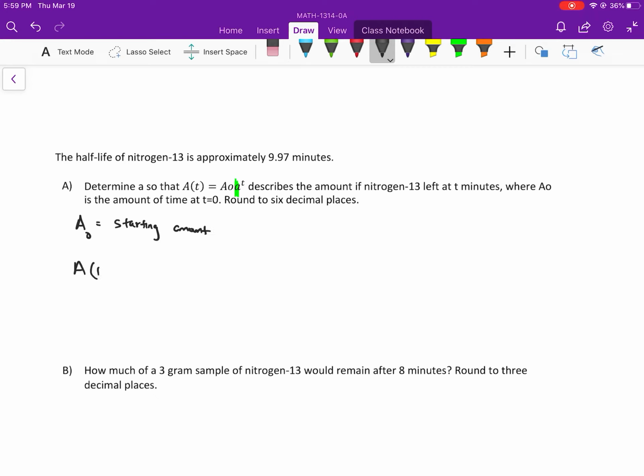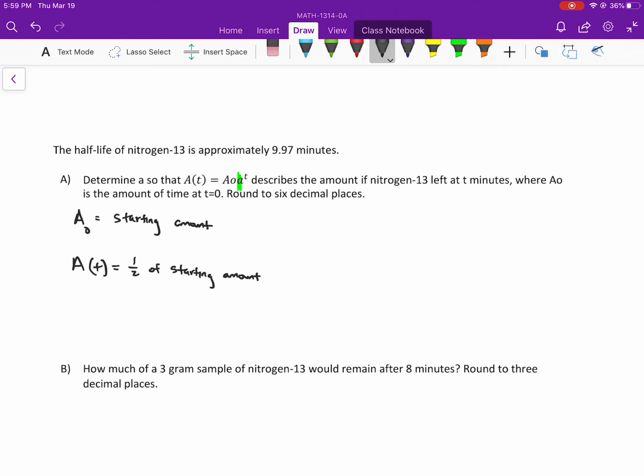And A of T, regardless of what T is, we know the half-life up there is going to be 9.97 minutes. But A of T is going to be half of the starting amount. So for example, if you pick 100 for A of 0, then you need to pick 50 for A of T. You get to pick the values here, because we're solving for A. We're trying to find what the value of A is.